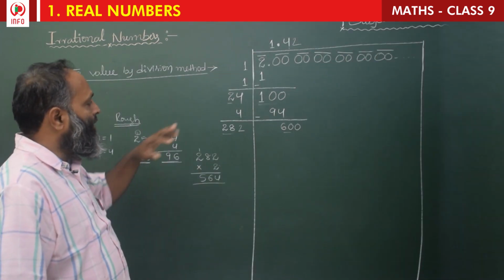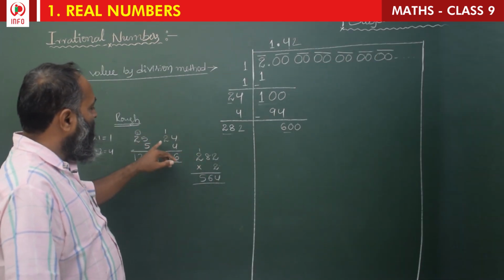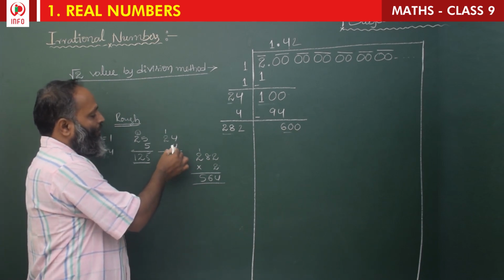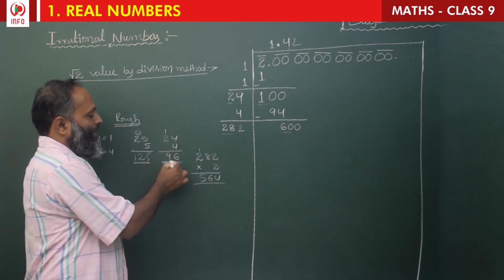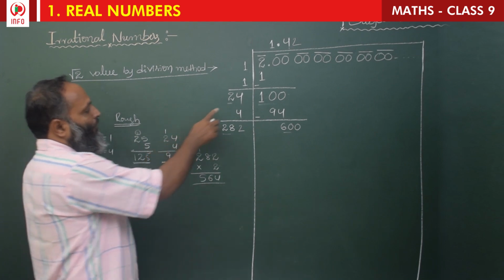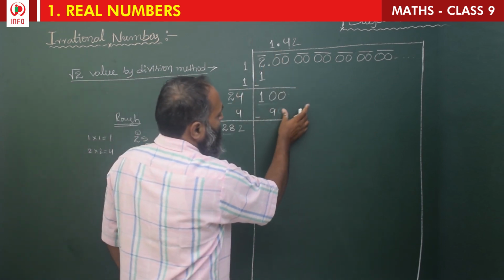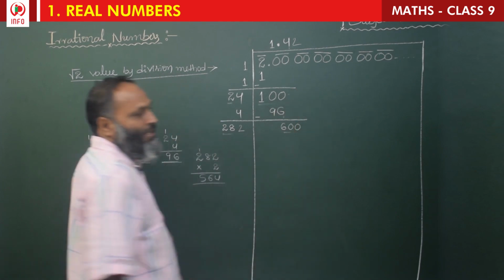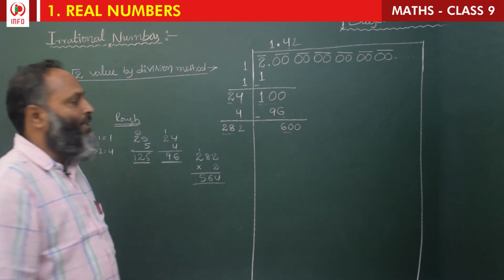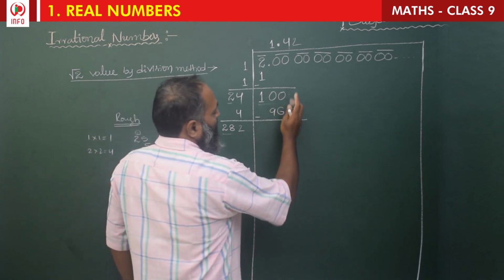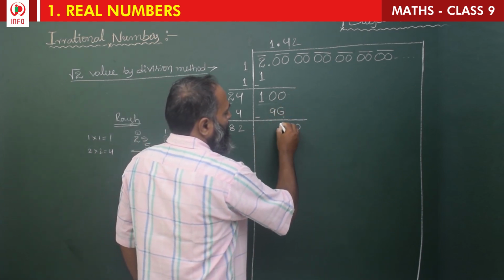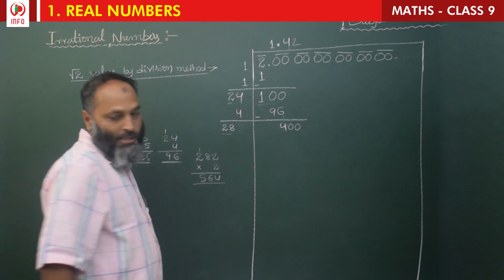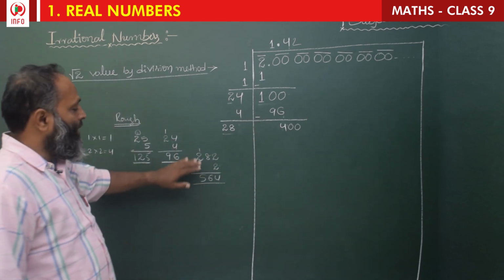Now students, see here in the previous step, what is 24 4s are? 4 4s are 16, 4 2s are 8, 8 plus 1 is 9, 96. Here 24 4s are 96. This is not 94, okay students? This is 96. Then 10 minus 6 is 4, 400. So now according to that we should check.